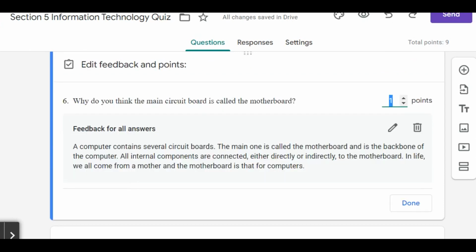Number 6, why do you think the main circuit board is called the motherboard? A computer contains several circuit boards. The main one is called the motherboard and is the backbone of the computer. All internal components are connected either directly or indirectly to the motherboard. In life, we all come from a mother, and the motherboard is that for computers.